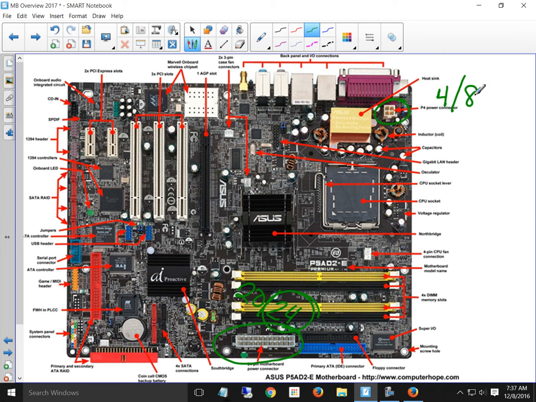Okay. So if we've got a PC that somebody built and it's not booting, the very first thing I check is to make sure they've got the secondary power plugged in. Okay. The very next thing I check is to make sure they've got their memory connected correctly.